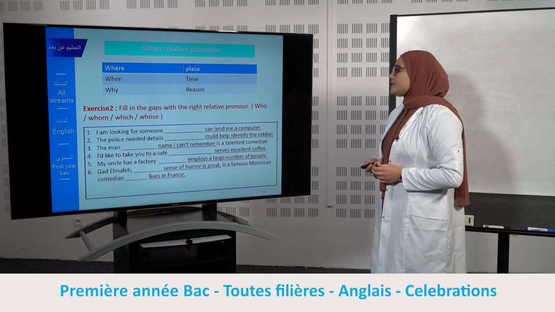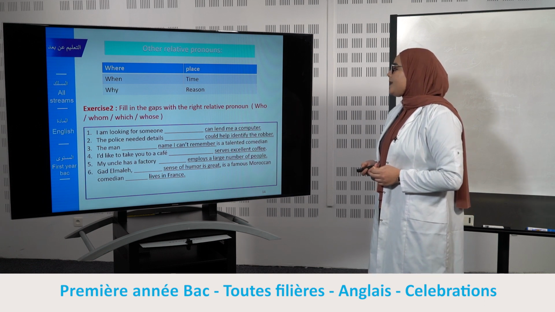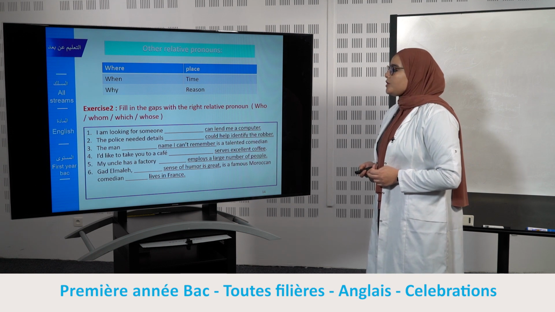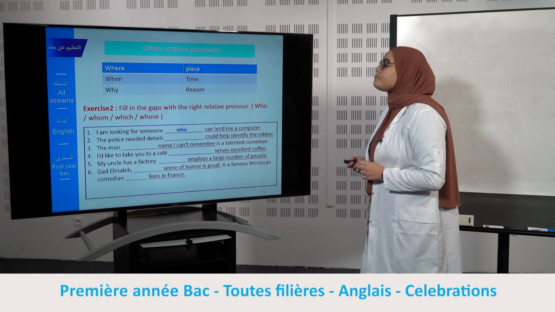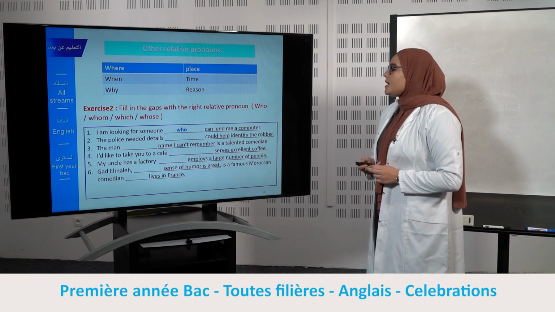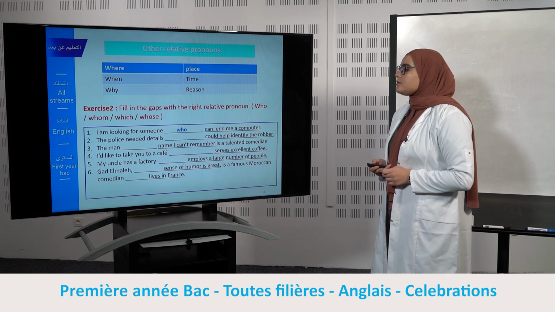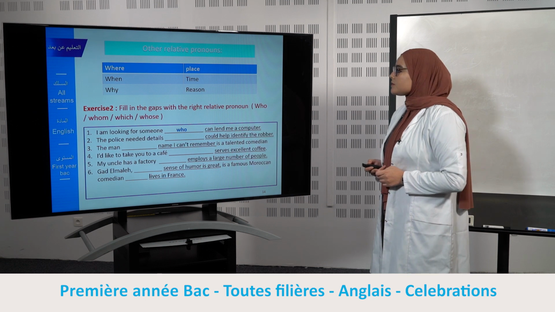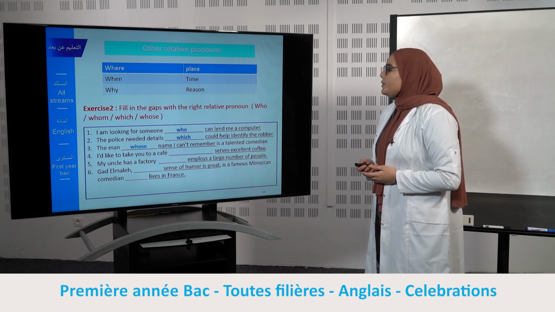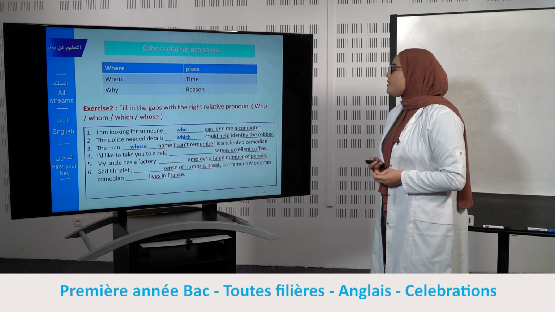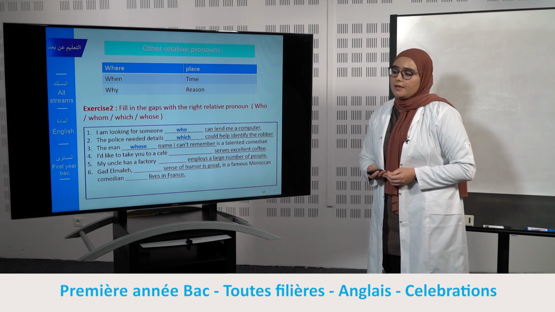Fill in the gaps with the right relative pronoun, who, whom, which, or whose. So, number 1, I'm looking for someone who can lend me a computer. So here, what are we going to use? Of course, we are going to use who, because someone, I'm looking for a person who can lend me a computer. Example number 2, the police needed details which could help identify the robber. So details, what are we going to use? Of course, here we are going to use which, because details is a thing, something, okay? Number 3, the man, whose name I can't remember, is a talented comedian. We are going to use whose, because here we are talking about a man, a person.